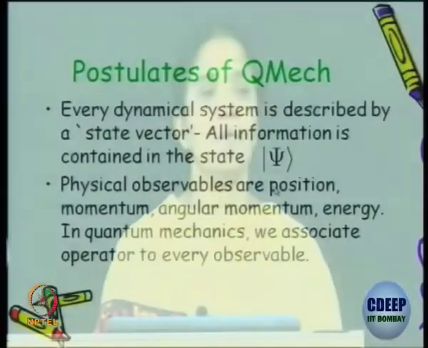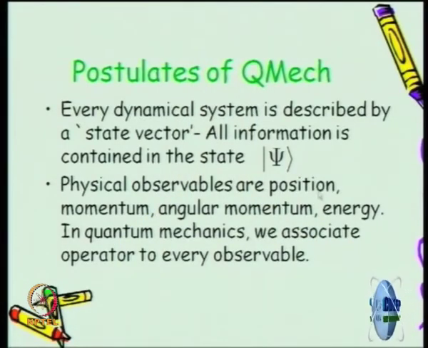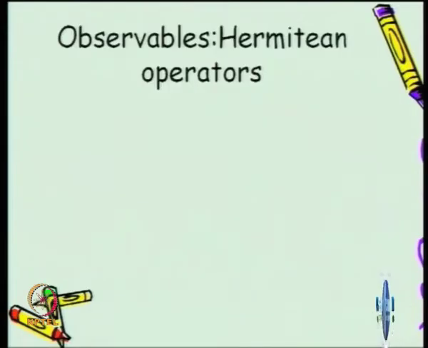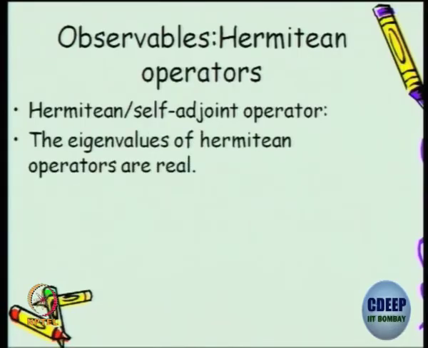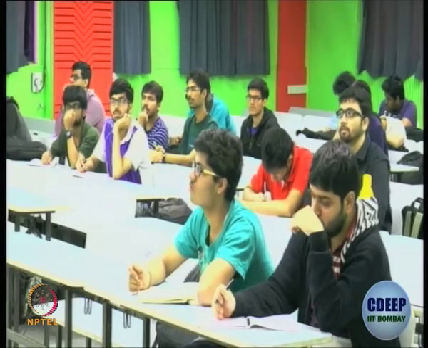All the physical observables, some of the simple ones which we are familiar with, position, momentum, angular momentum, energy. In quantum mechanics, we associate an operator to every observable. We also saw that the adjoint of the operator should be equal to the operator, which is what we call the Hermitian condition. Eigenvalues of a Hermitian operator have to be real, or equivalently, any expectation value of the operator is real, then that operator corresponds to an observable. Yes, that is the first requirement.